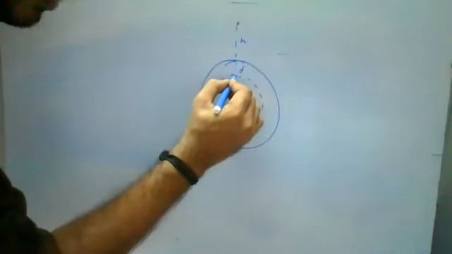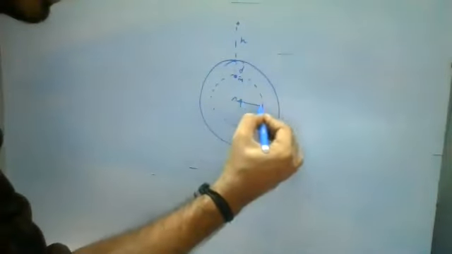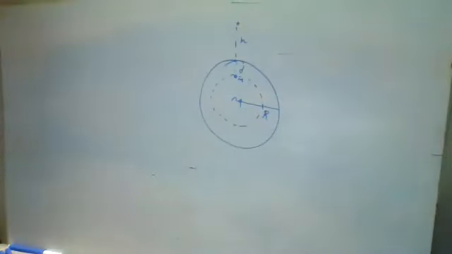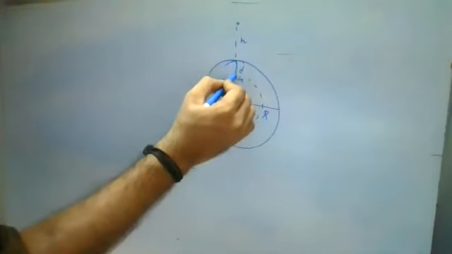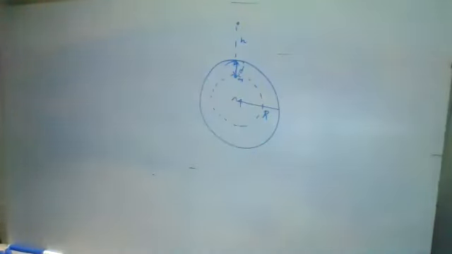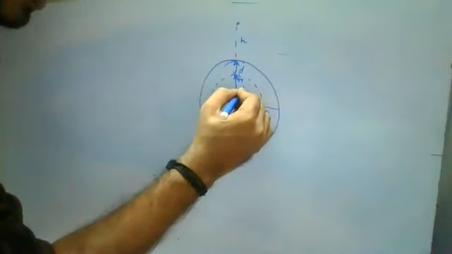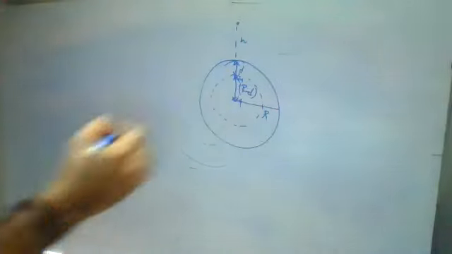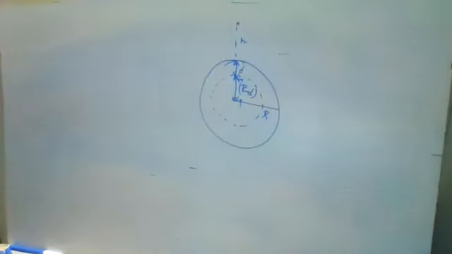At this point, this is a small m. The total distance from the center is capital R. The object is placed at depth d from the surface. So the distance of the object from the center is R minus d, the difference.